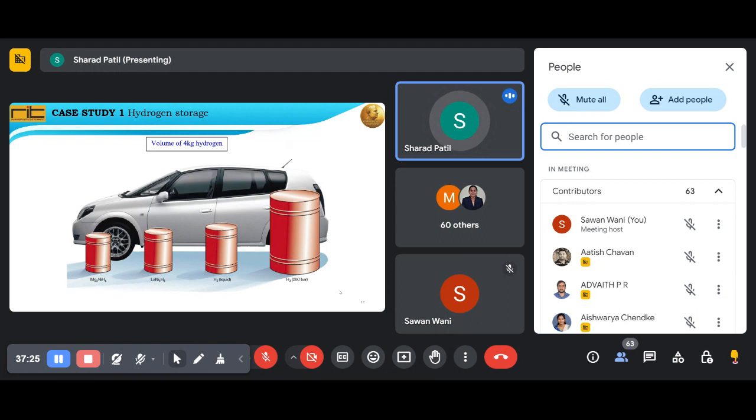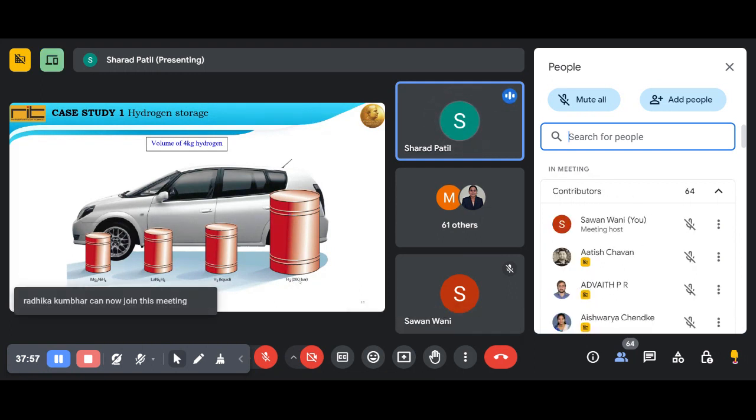So here I have shown the picture of the vehicle, and now you know that there are different methods of storage of hydrogen. I'm telling the background to get to this problem statement. Here I would like to store the volume of 4 kg of hydrogen, and then I have different methods to store it. Towards the right side, the big barrel type cylinder is shown, where the hydrogen is stored in the gaseous form at 200 bar. So this much volume is required.